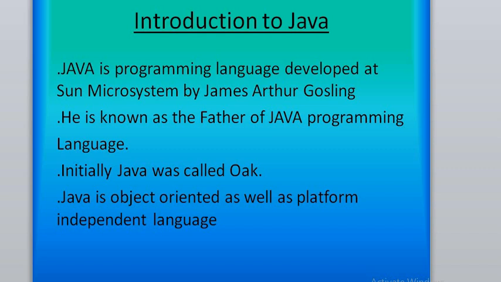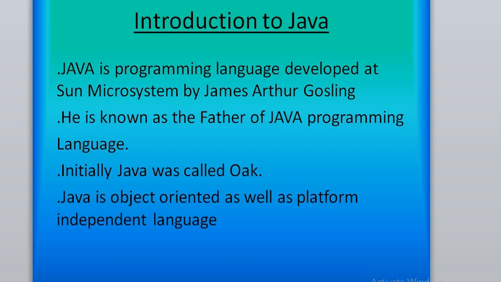Now the fourth point is important to note: it is object oriented as well as platform independent, and this feature makes Java a highly popular language. Now what is object oriented? Object oriented follows all four features: abstraction, encapsulation, inheritance and polymorphism, and Java follows all these four features, so that makes Java an object oriented language.